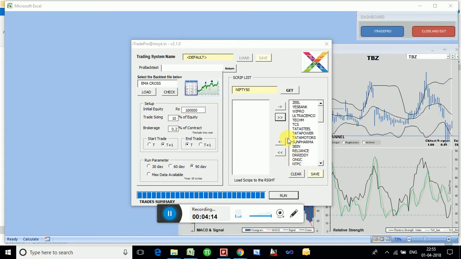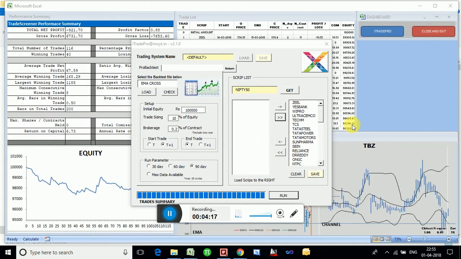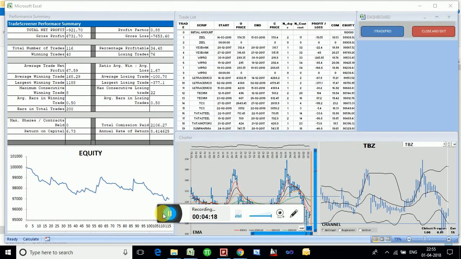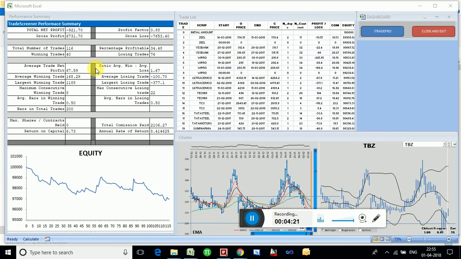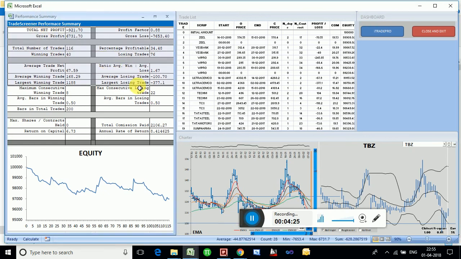Alright guys, so the run has completed. As you can see, this is the screen which I get after the trade is completed. This is the performance summary for the backtest. Based on the parameters which I've specified, the gross profit which I could take out of the trades is 6,700, and gross loss is around 7,600. But the net, I'm in loss.